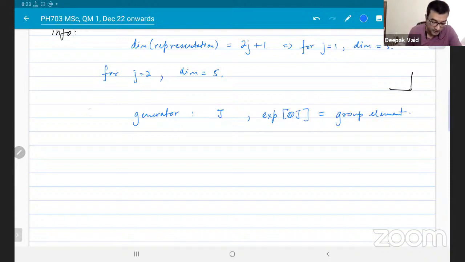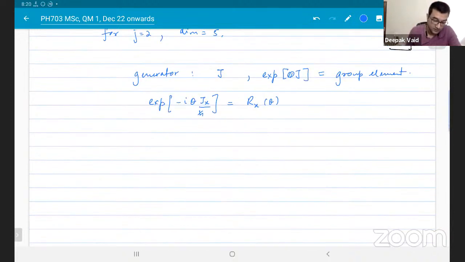Okay, so as an example, if you take this exponent of minus i theta Jx by h bar, this will give you Rx(theta), the matrix which gives you rotations around the x-axis, or more correctly in the yz plane. So this is the relationship between generators and group elements. Generators are also matrices, group elements are also matrices, right? But one is given by the exponentiation of the other. Okay.